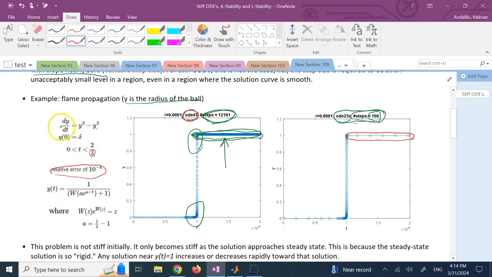This ODE does actually have an analytic solution, which is y equals 1 over w, where w is a function of a e to the a minus t plus 1, and a here is 1 over delta minus 1. And w is the solution to the equation w times e to the w equals z. So it's kind of like y times e to the y equals x. It's a root finding implicit thing. And this w function is what we call the Lambert function.